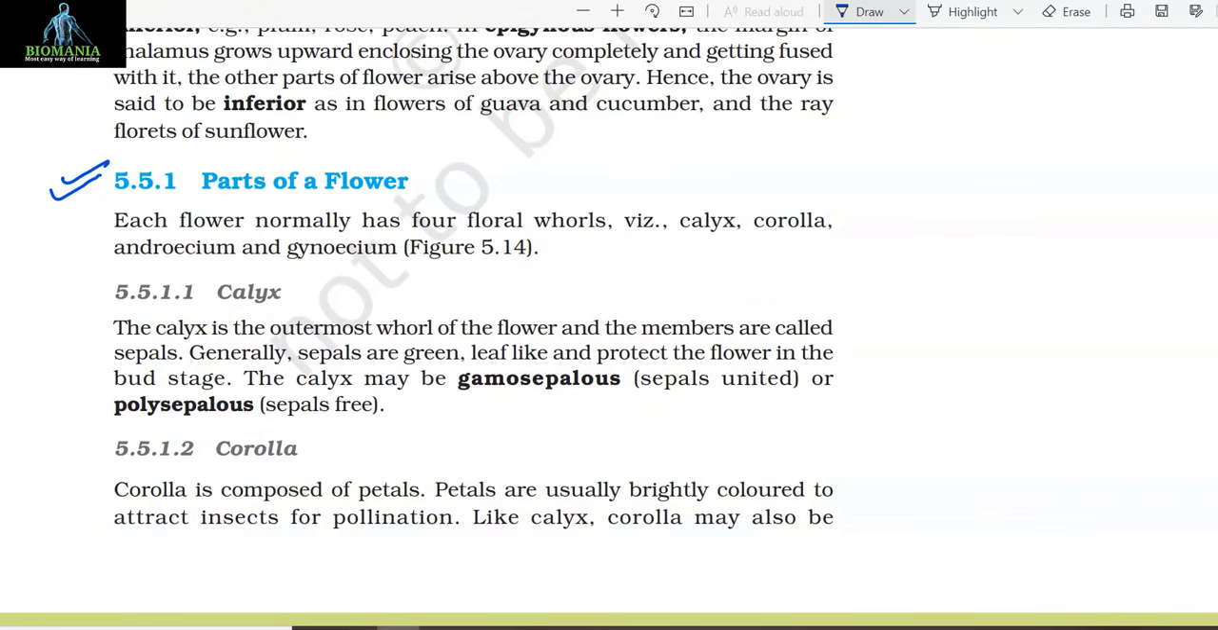5.5.1 Parts of flower. Each flower normally has 4 floral whorls, that is calyx, corolla, androecium and gynoecium. 5.5.1.1 Calyx. The calyx is the outermost whorl of the flower and the members are called sepals. Generally, sepals are green, leaf-like and protect the flower in the bud stage. The calyx may be gamosepalous, which means sepals united, or polysepalous, which means sepals free.